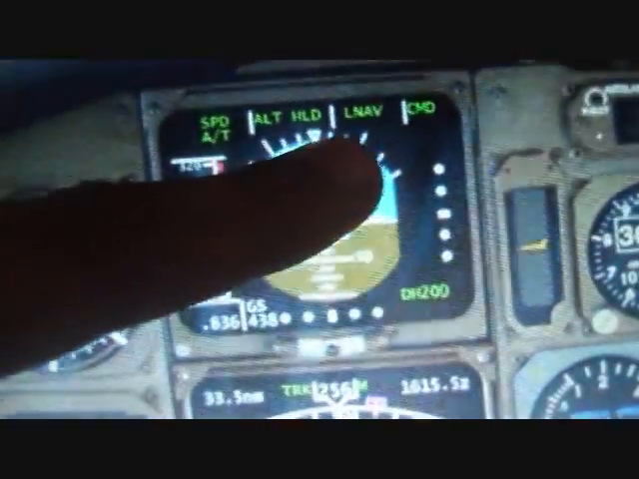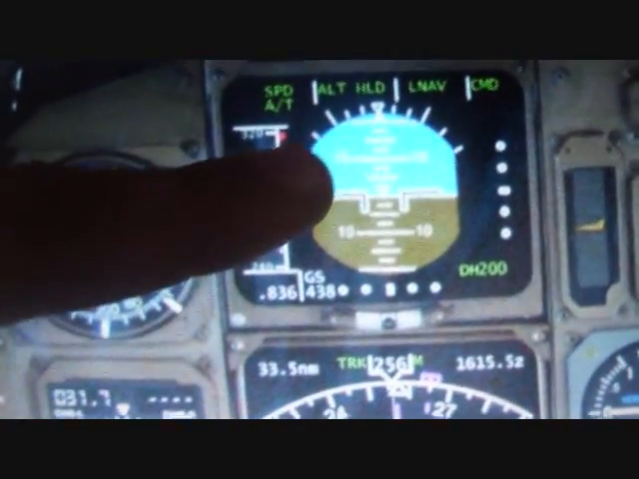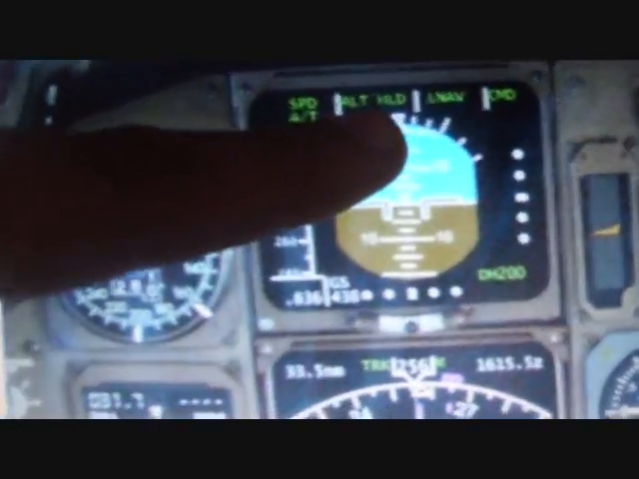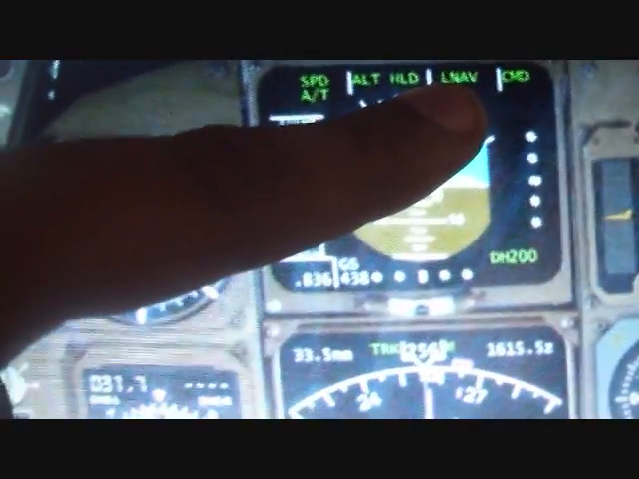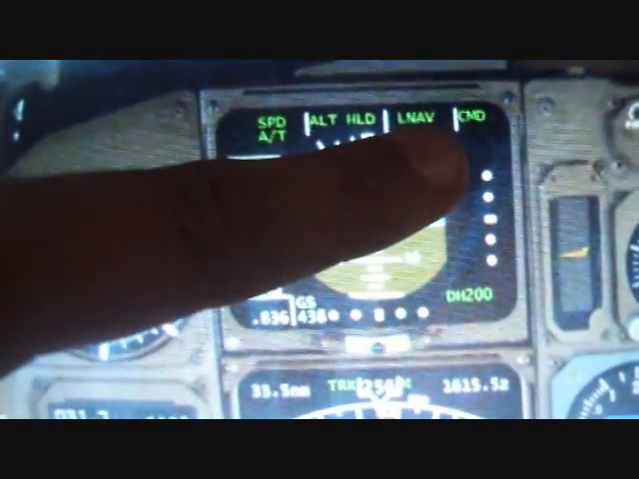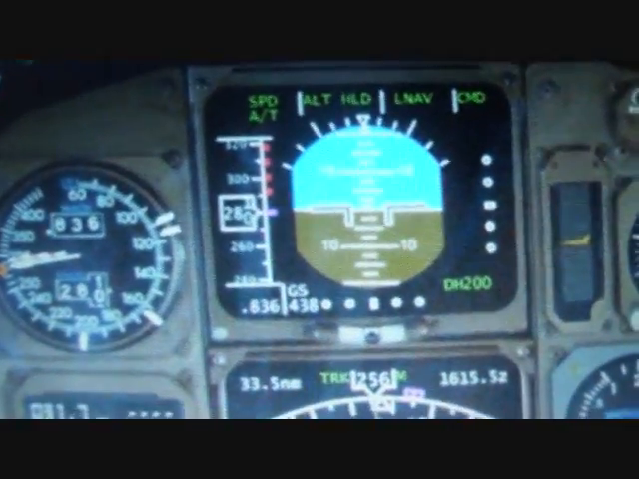Over here, these words show what mode we have the autopilot in. In this case, you have the auto throttles on, and we're telling it to hold speed, hold a certain speed. Altitude hold, lateral navigation, LNAV. LNAV is just telling the airplane to follow this magenta line, and CMD, command, which is just telling us that the autopilot is actually activated.